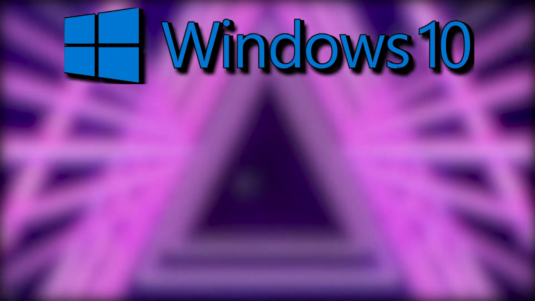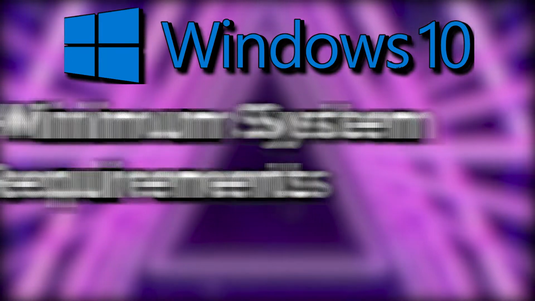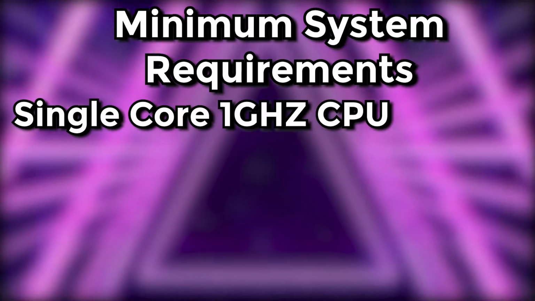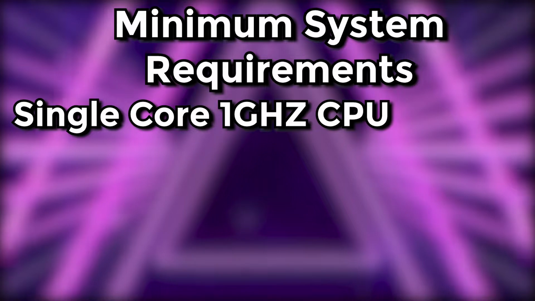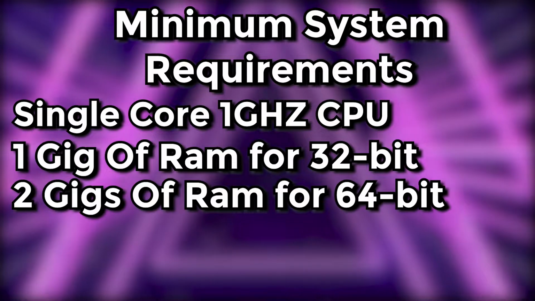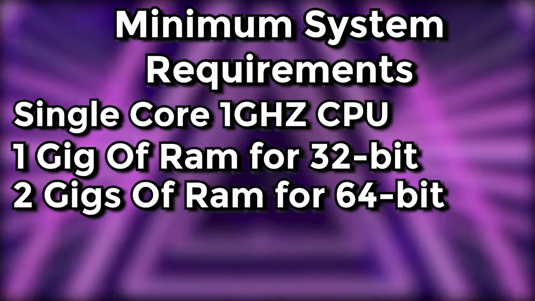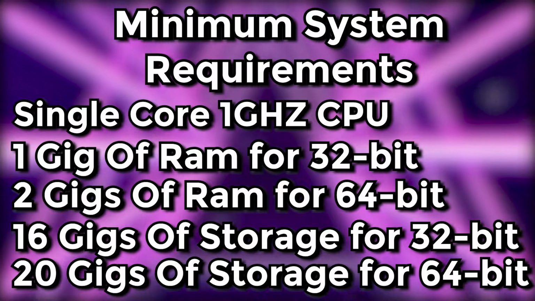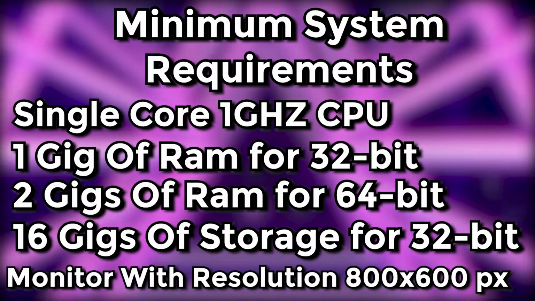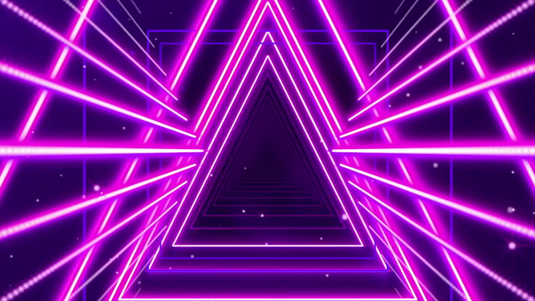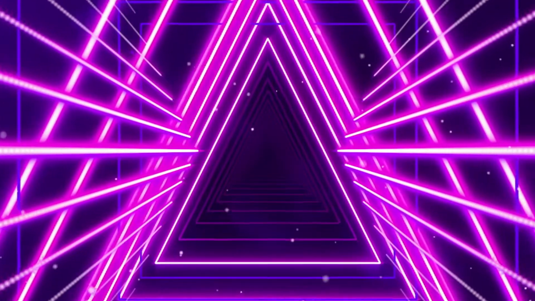So the first thing that you want to make sure of before installing Windows 10 is your minimum system requirements. To run Windows 10, you need at least a single-core 1 GHz processor. You need a minimum of 1 GB of RAM for the 32-bit edition and 2 GB of RAM for the 64-bit edition. You need 16 GB of storage space for the 32-bit edition or 20 for the 64-bit edition. And you need a monitor with a resolution of at least 800 by 600 pixels. So with all that out of the way, let's see how to install Windows 10.